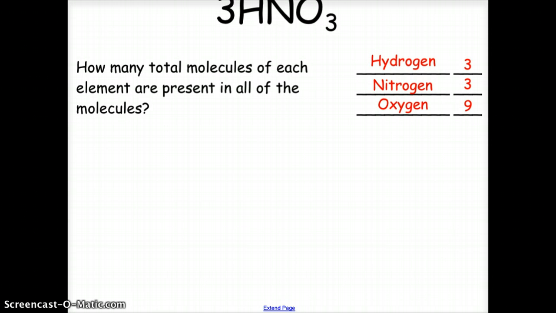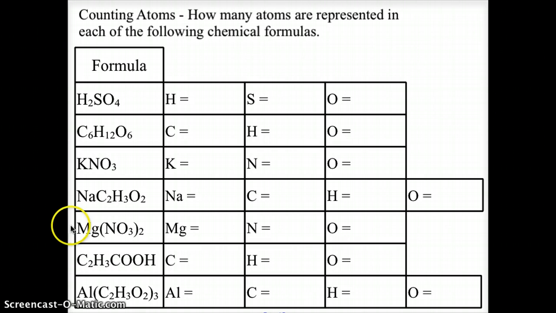So there's one more sheet on that PDF, and that PDF has this chart here. And I want you to do the atom count for each of the molecules present. And go ahead and turn off the video now, fill in the data chart, and then come back and see how you did.